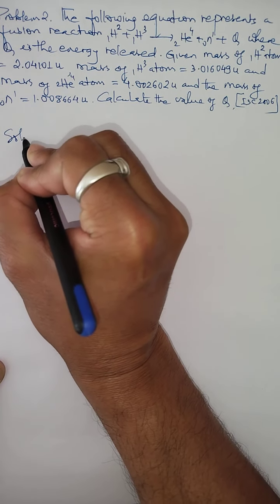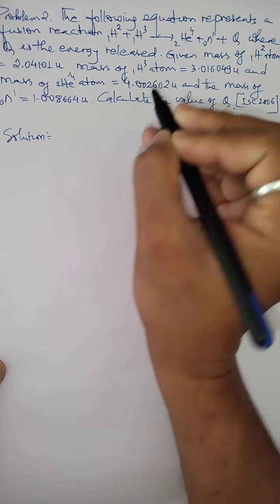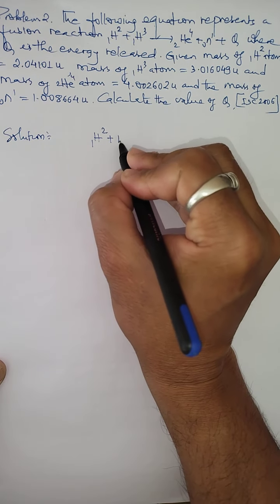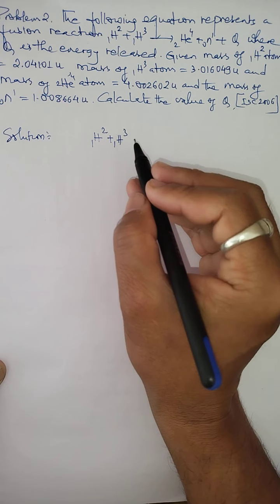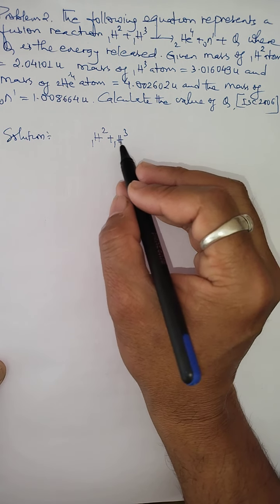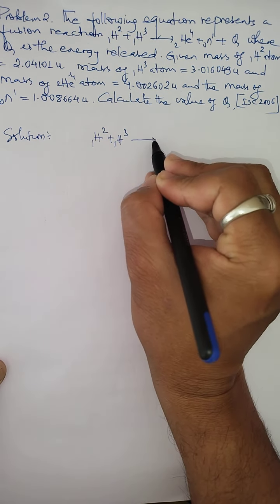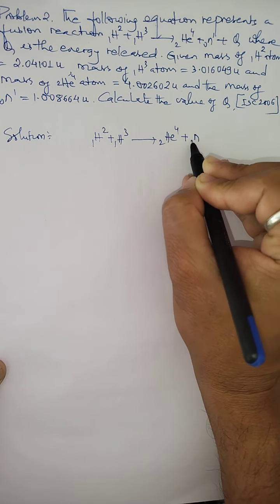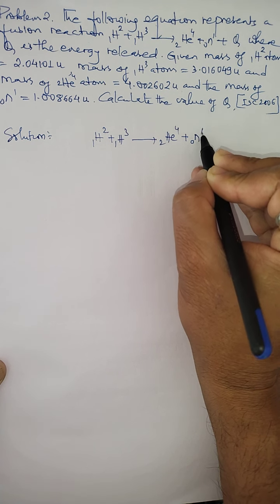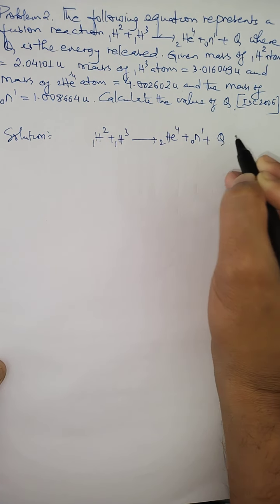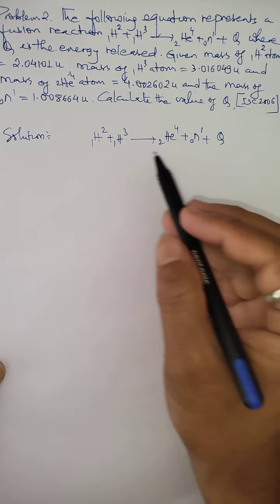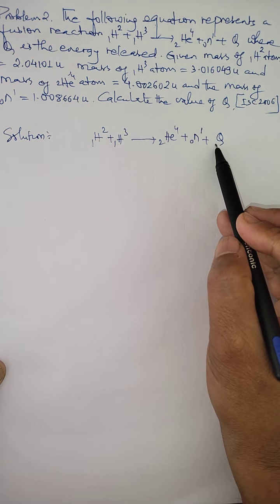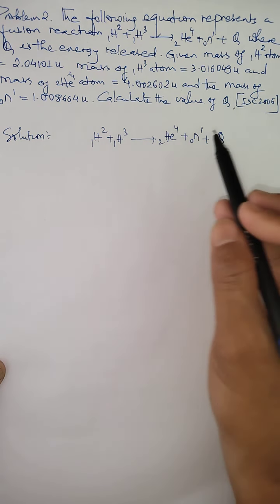Let me just do the solution of this question. Let me write the reaction. What is given? H 1 2, one deuterium atom, a hydrogen atom, combined with tritium, one of the isotopes of hydrogen, to form a helium nucleus, He 2 4, with a neutron, n 0 1, and Q. Q is the energy evolved. So this is one of the fusion reactions, where Q is the energy released in this fusion reaction.